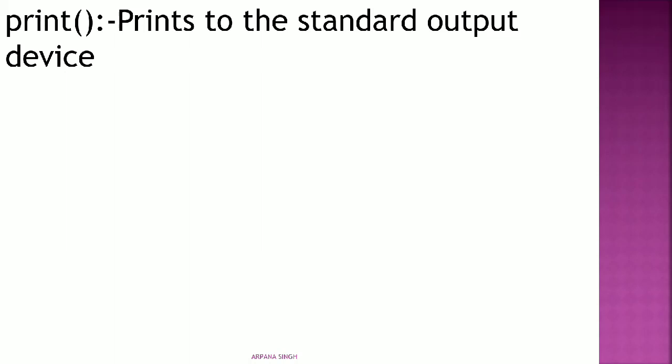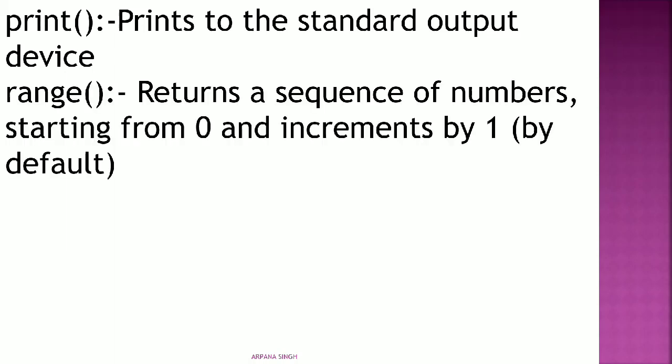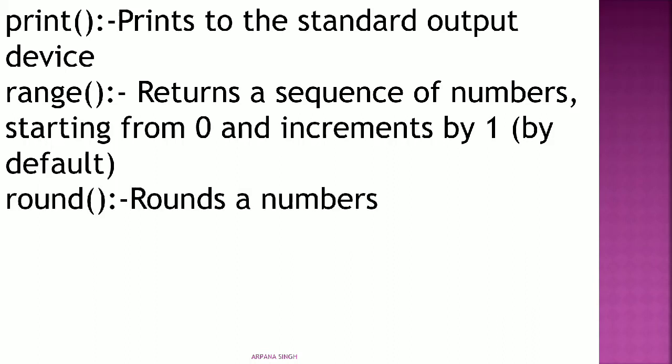Print prints the data, whatever you write within the round bracket, to the standard output device, which is the monitor. Range returns the sequence of numbers from 0 to the given number minus 1, by default incrementing the values by 1. If you write range 5, it will return numbers from 0 to 4. Round rounds off the number.